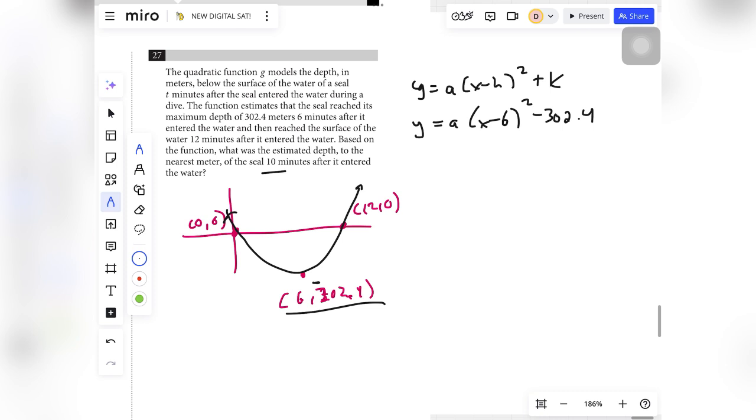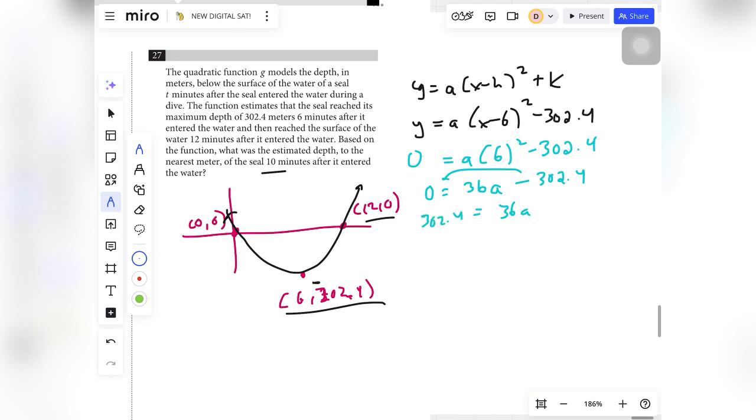Now, I'm going to plug in one of my points. I could plug in 0, 0 or 12, 0. I'm going to choose 12, 0 here, but either of them will work equally. y equals a times 12 minus 6, or 6 squared, minus 302.4, and that y is going to become 0. There it is. Now I just have to solve. 0 equals 36a minus 302.4. I'm solving for the a value, which again Desmos can do, but it's nice to see it mathematically.